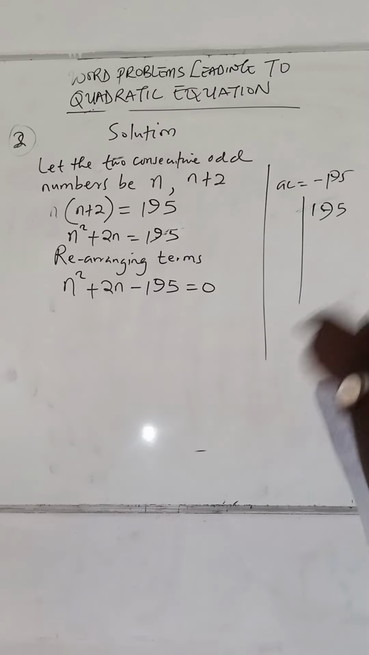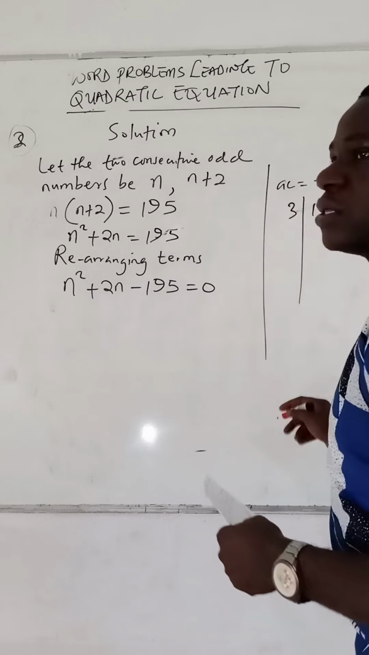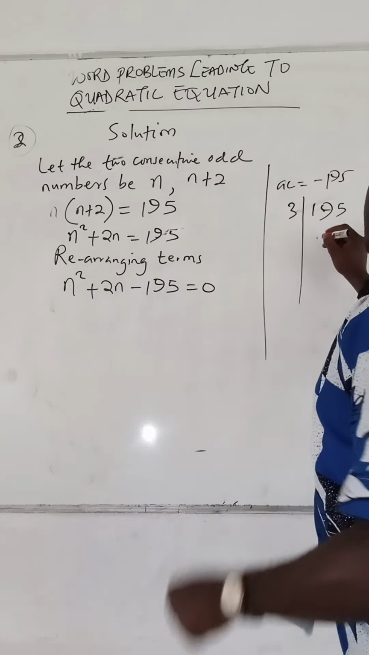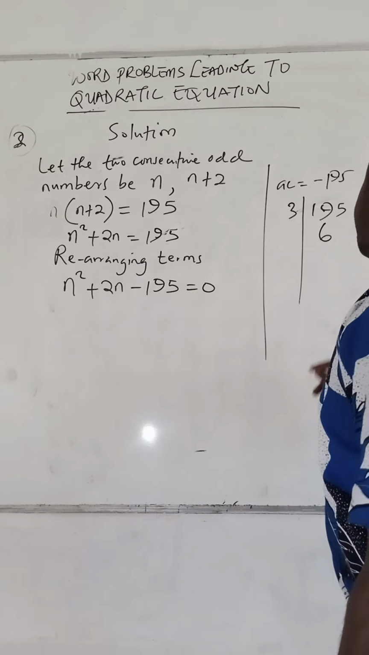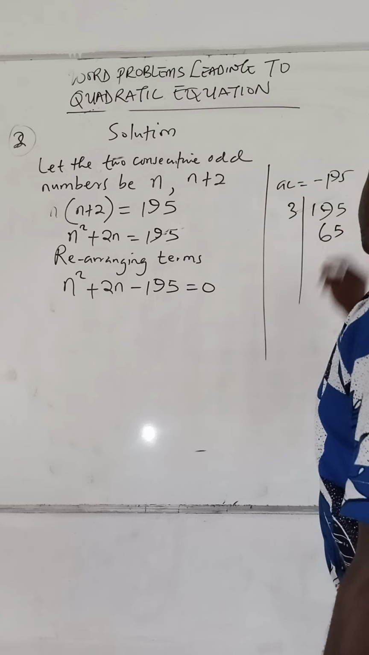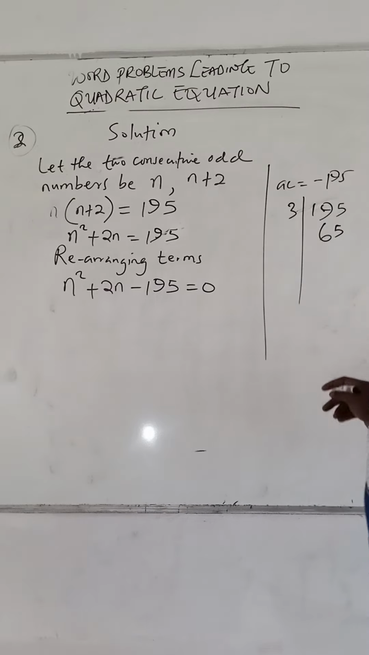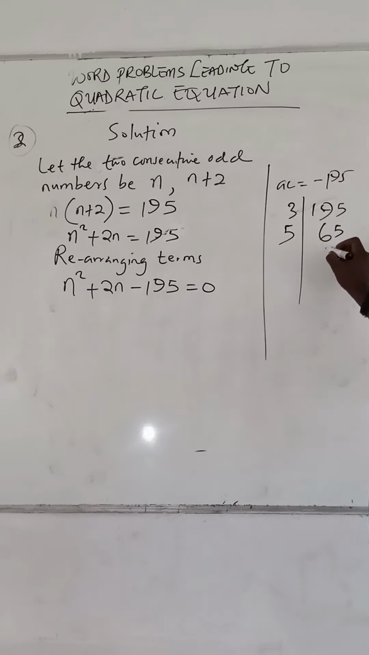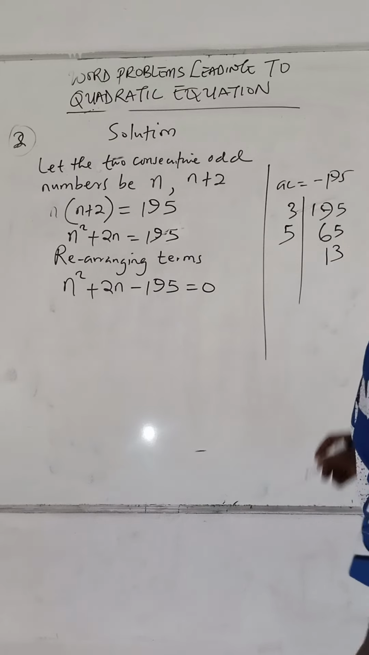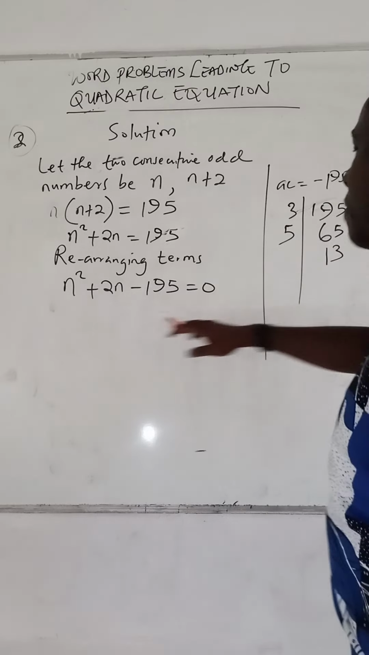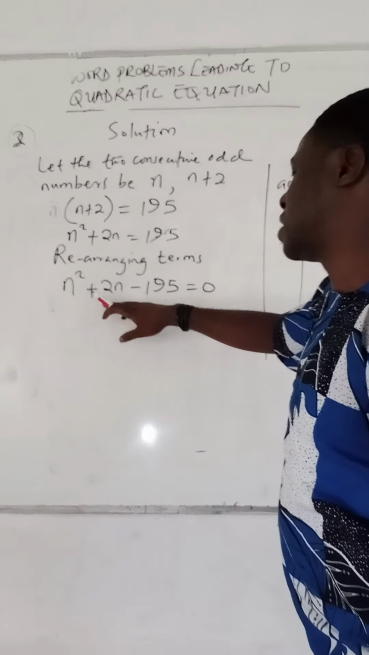In this particular problem, we can use 3 as a factor to divide. Dividing this, we'll have 65. If we use 5 now to divide, we'll have 13. Now, we can compare 3 and 65. Those two factors, when you combine them, will not give us 2 in the middle term, in B.